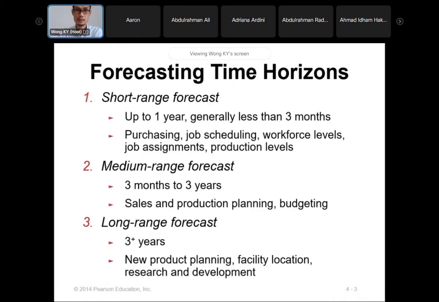Forecasting can be categorized based on time horizon: short range, medium range, and long range. Short range forecast is normally less than 3 months, generally used to forecast items related to purchasing, job scheduling, and workforce levels, things you have to do on a frequent basis. Medium range forecast is normally within 3 months to 3 years, used to forecast items related to sales, financial budgeting, and so forth. Long range forecast is normally for more than 3 years, for example new product planning, whether we need to launch a new product or not, facility location, where we should start a new factory, and research and development.